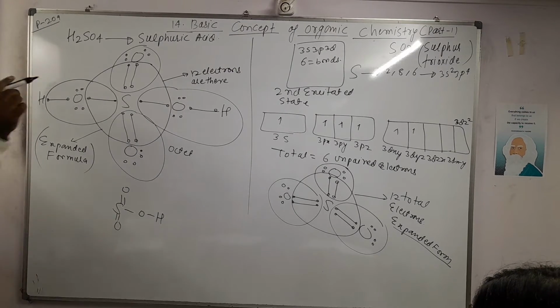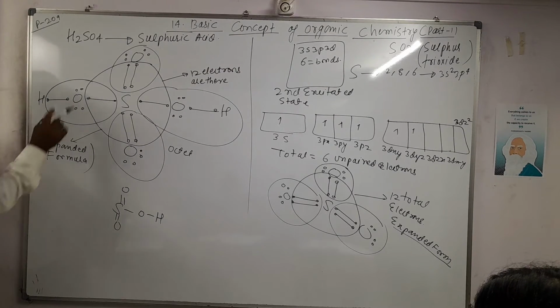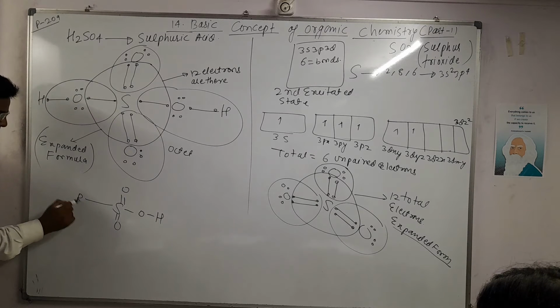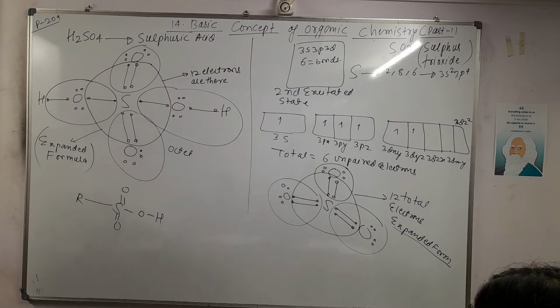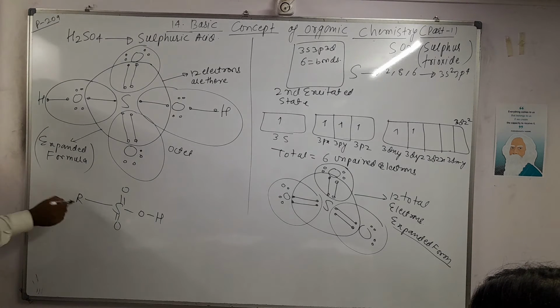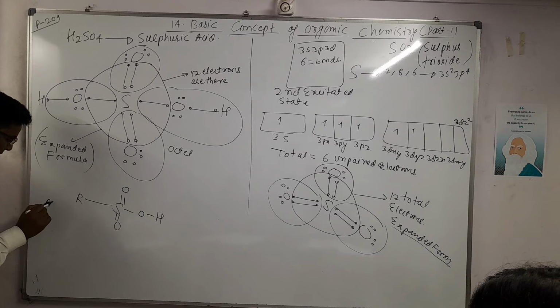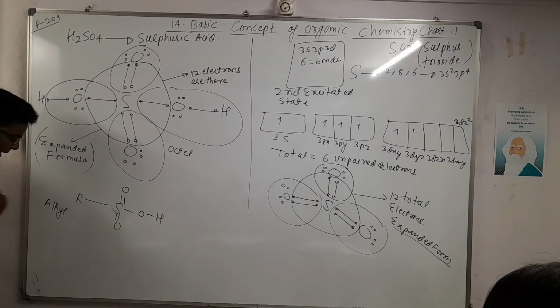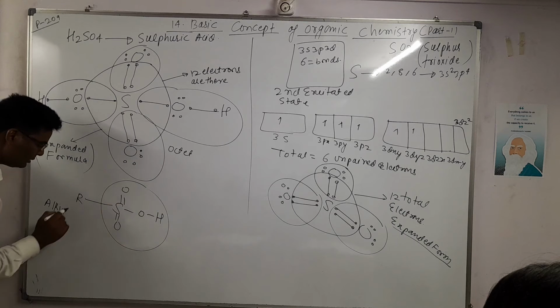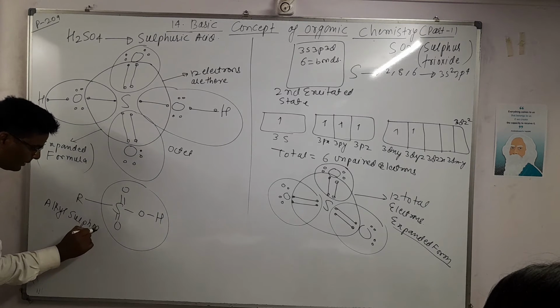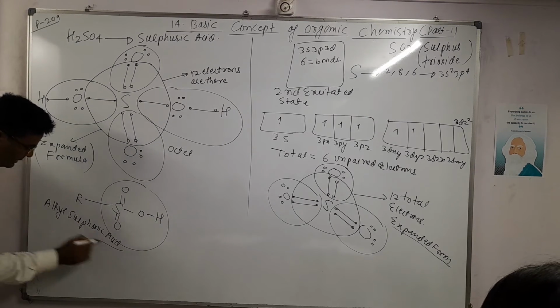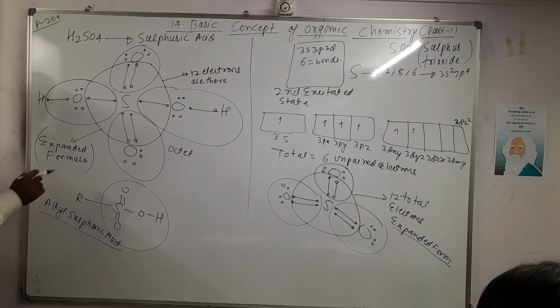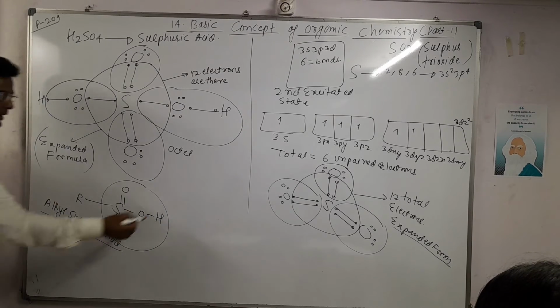Now remove this OH group and instead of OH it can be written as R. Then this is called sulfonic acid, right? R is called the alkyl group, and this part is called the sulfonic acid. So this R can be methyl, ethyl, propyl, butyl.